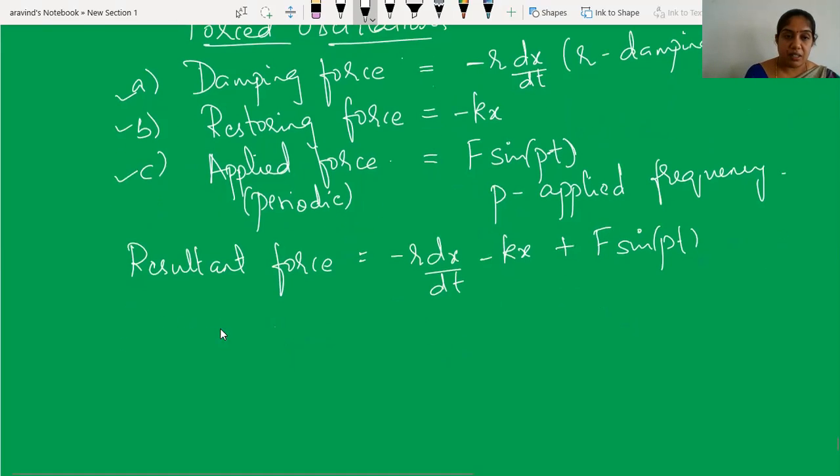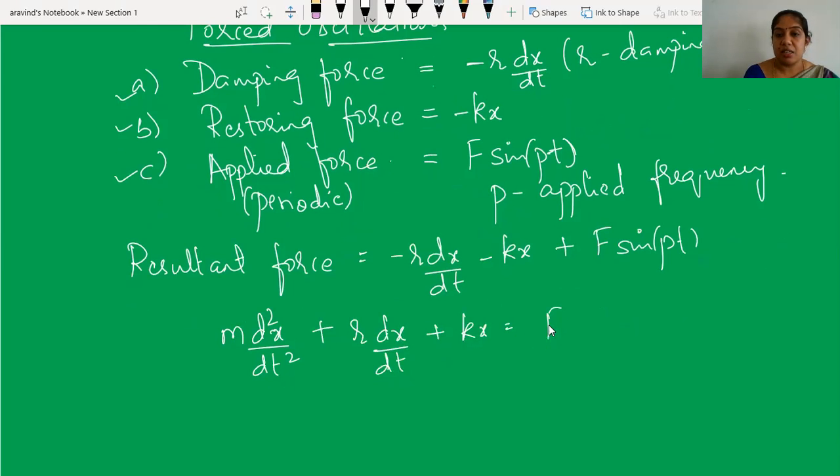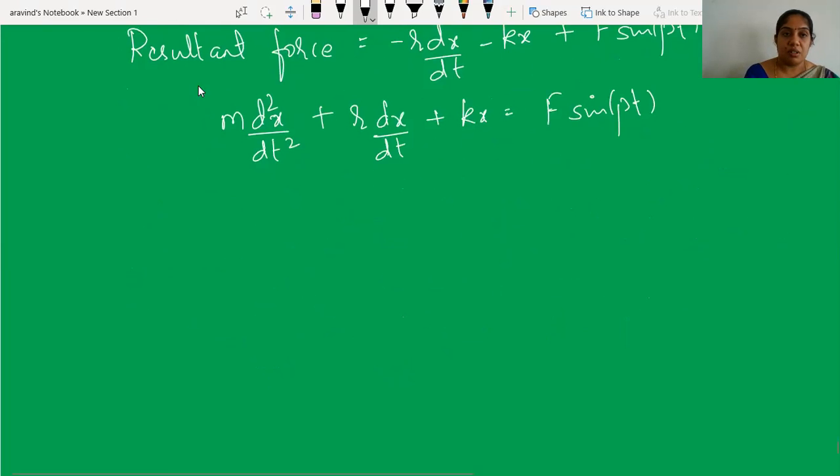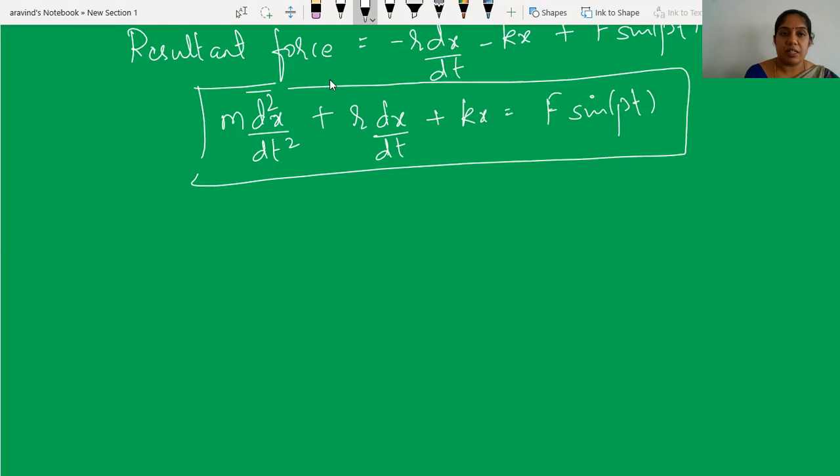So if I write the resultant force as m into d square x by dt square from Newton's second law of motion, mass into acceleration, I can rewrite this equation as m d square x by dt square plus r into dx by dt plus kx is equal to F sine Pt. Now this is the equation of motion for a forced oscillation under the influence of three kinds of forces. So one is external applied force, restoring force, and damping force.